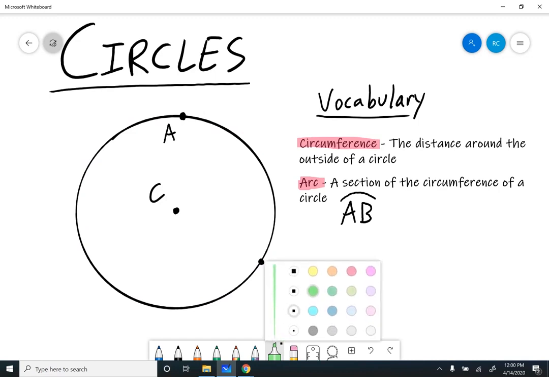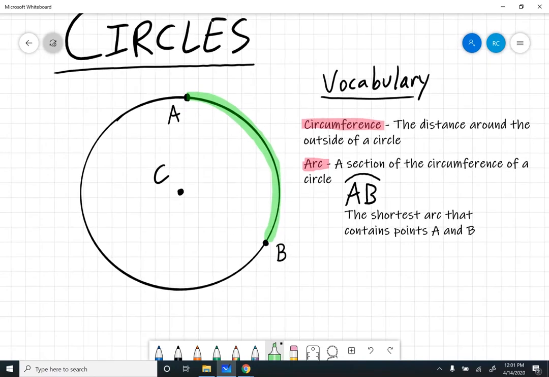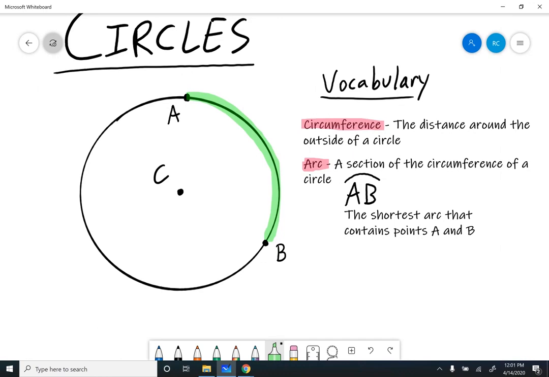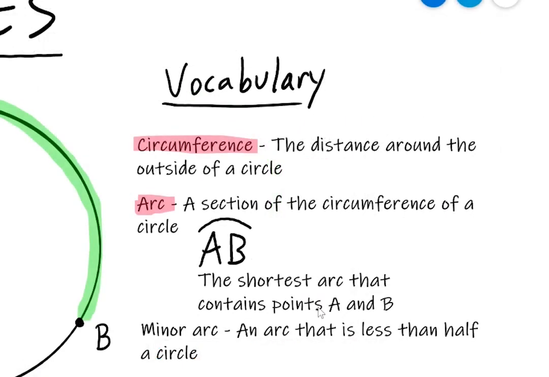And the rule is that if you're just told the arc between 2 points, you are always assuming the shortest arc between. Okay, so that AB with an arc over it denotes the shortest arc that contains points A and B. And when it's the shorter of the two possibilities, we call that the minor arc. All right, a minor arc is an arc that is less than halfway around the circle.